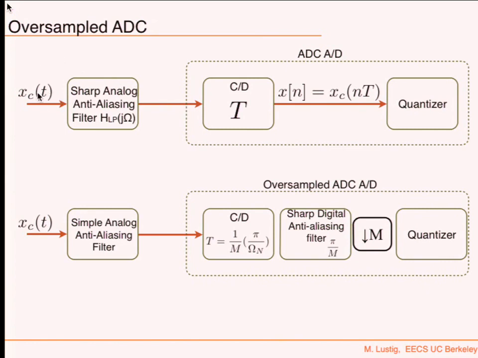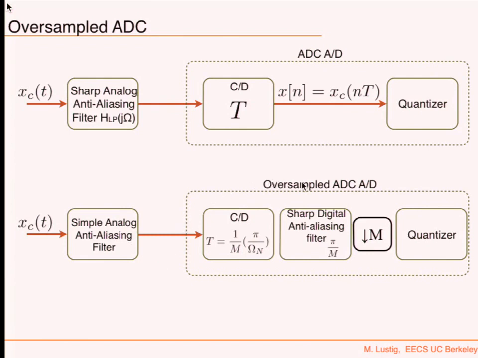If I have the continuous time signal going, this is the usual A to D that we talked about before, right? X_c goes into a sharp analog anti-aliasing filter, which is very hard to implement. That goes into a digitizing stage and then quantization. Instead, what we're going to do is take X_c, pass it through a simple analog anti-aliasing filter. For example, a second-order filter, right? Something that's not necessarily as sharp, that can easily be implemented by just a second-order pole system, for example.